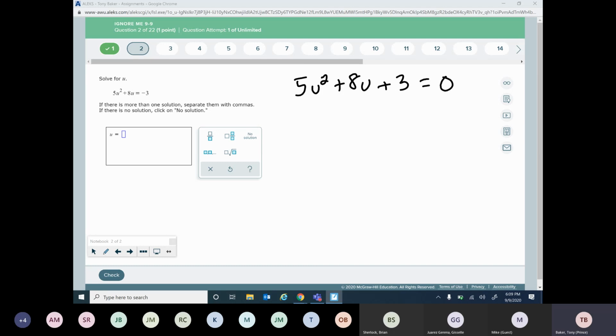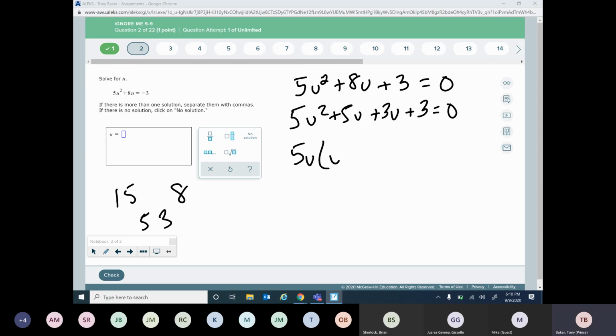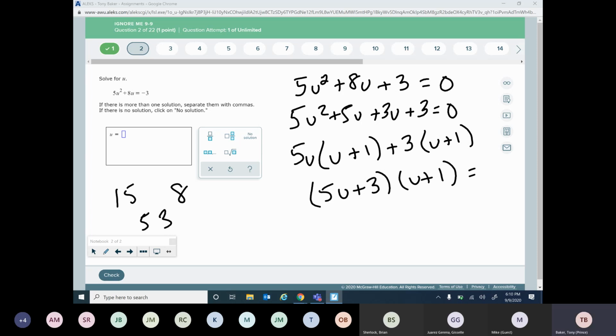So when you have a number in front, I always like doing factoring by parts. So I'm looking for two numbers that multiply to 15 and add to 8. So I've got 5 and 3. So I've got 5u squared plus 5u plus 3u plus 3. So I take out the 5u, and I've got u plus 1. I take out the 3, and I get u plus 1. So my two factors are 5u plus 3 and u plus 1 equals 0.